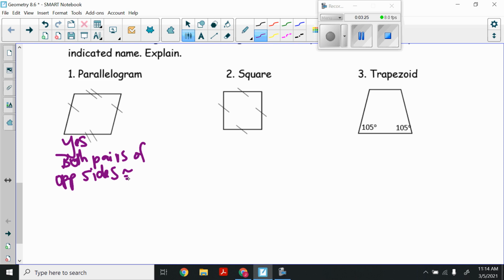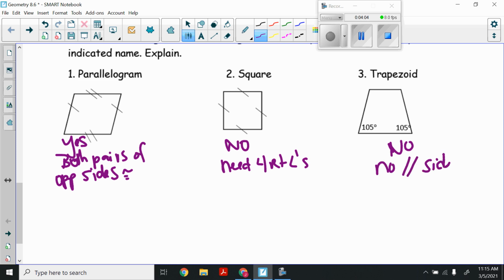The second one has all four sides marked congruent, and it says it's a square. Is that enough to tell me it's a square? No. How do I know it's a square and not a rhombus? So no, there's not enough information. In order to call it a square, I need four right angles. Number three, they said, okay, this is a trapezoid. I have two angles that are congruent down there. But remember that a trapezoid has to have one pair of parallel sides. So no, I do not have enough information to say that this is a trapezoid because there are no parallel sides.